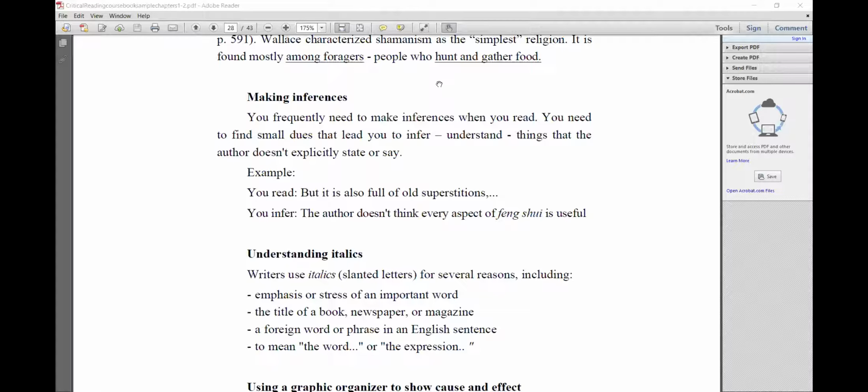Right? Now that story is like a discourse, like a narrative. ये एक कहानी है, and then you know the story, all of you. And then we infer, we deduce. इसको inference कहते हैं, inferencing भी कहते हैं. And this is what you see. For example, you read, "but it is also full of old superstitions," right? So here, for example, you can now draw meaning. And then, for example, you infer that the author does not think every aspect of feng shui is useful. So different meaning हम उसमें से निकाल सकते हैं.